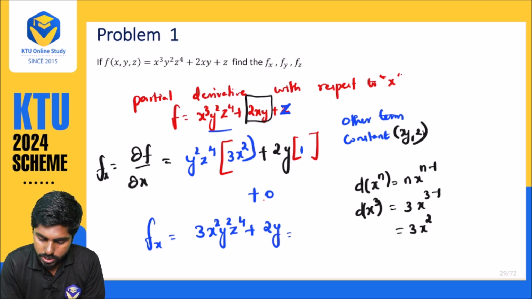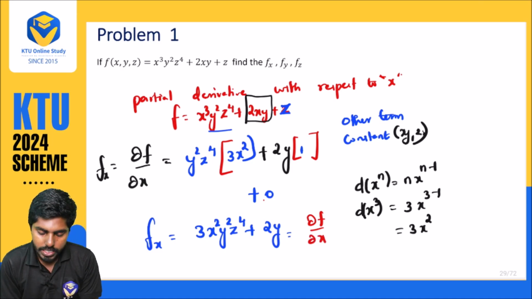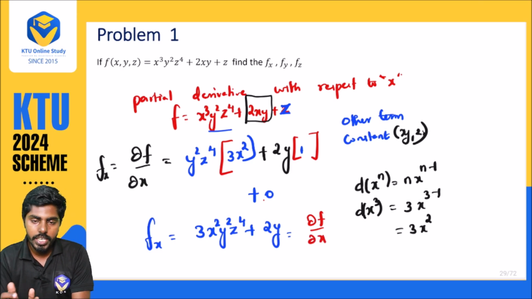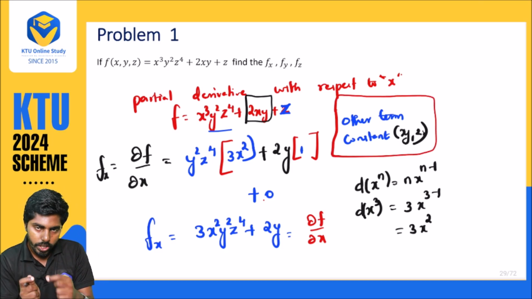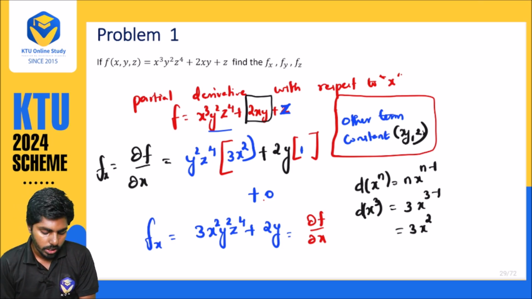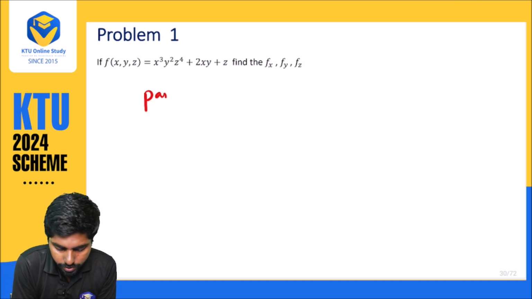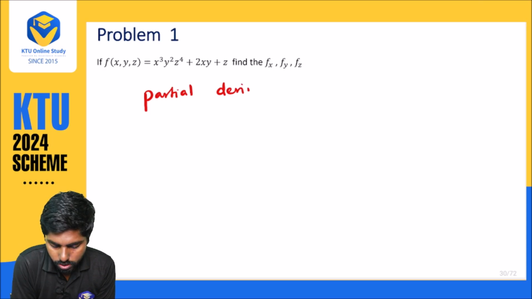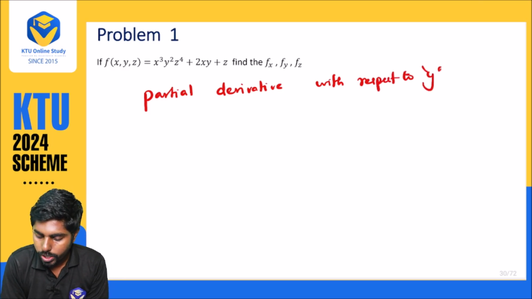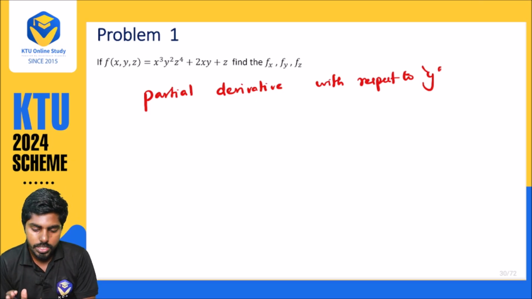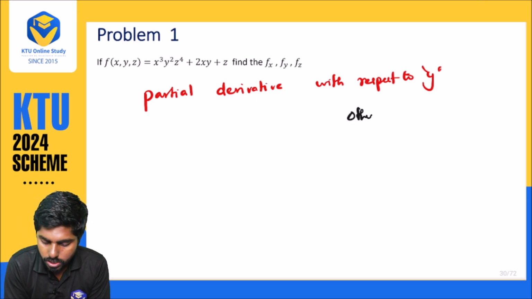That is nothing but dou f by dou x, the partial derivative with respect to x, treating the other terms as constants. Very important: when you are doing partial derivatives, you take only x as the variable and treat the other terms as constants. Now we will be dealing with dou f by dou y, that is the partial derivative with respect to y. With respect to y, we take the other terms as constants. Here the other terms are x comma z.